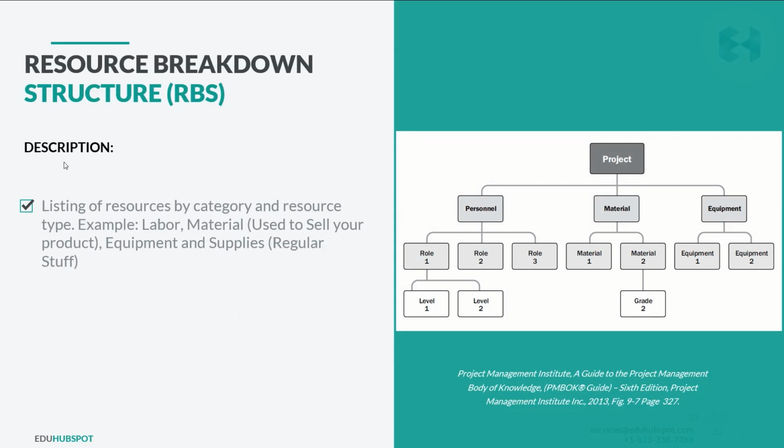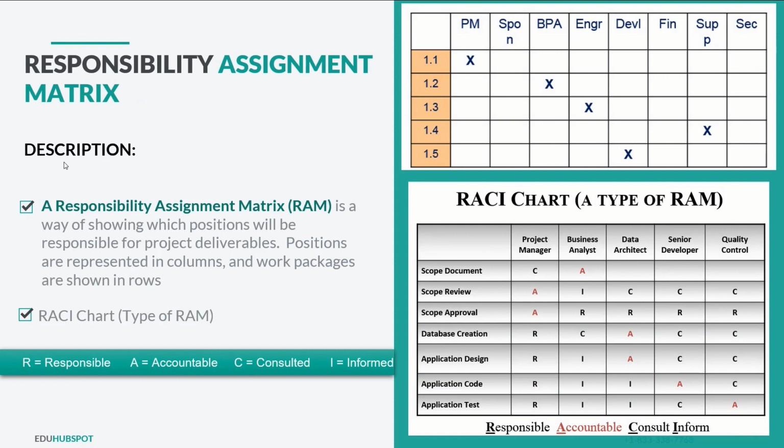We have resource breakdown structure, which defines the categories and the different resource types. Like, you will have a human resource, you will have an equipment resource, you will have a material resource, things like that. You categorize all the resources in your resource breakdown structure. You have your RAM and RACI.